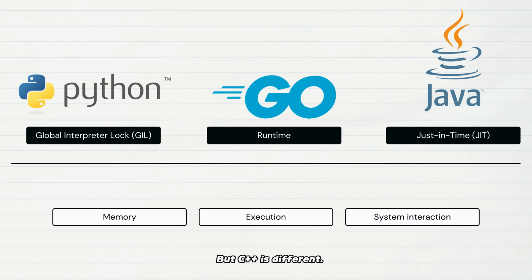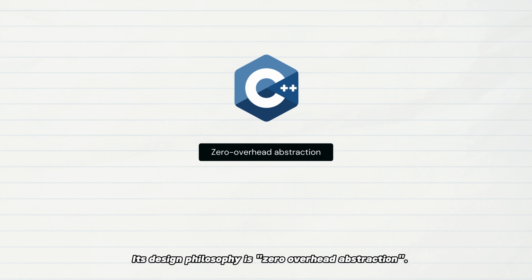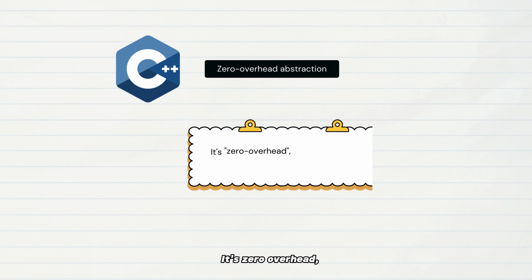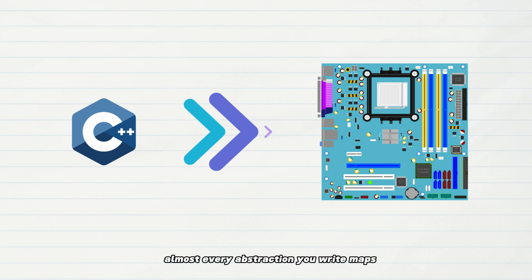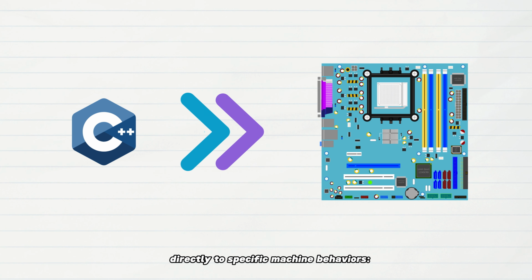But C++ is different. Its design philosophy is zero overhead abstraction. It's zero overhead, not no overhead. What this means is that the cost of abstraction must be actively controlled by you, not hidden by the language itself. In C++, almost every abstraction you write maps directly to specific machine behaviors.